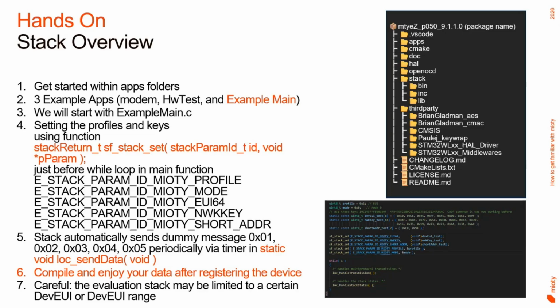Then this example main will just send a 5-byte dummy payload in the function logSendData, and as soon as you want to add your own data, it's really easy. You just modify this function, and that's it. One notice here: it might be that your evaluation stack is limited to a certain endpoint EUI range, depending on which model you purchase. And if you're outside of that, obviously it will not work.